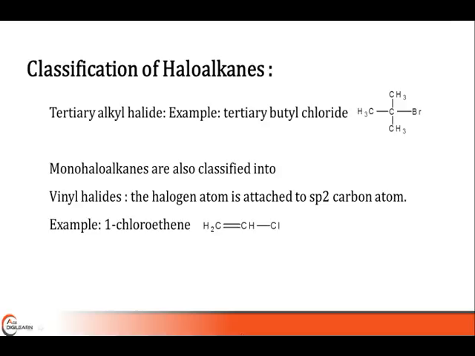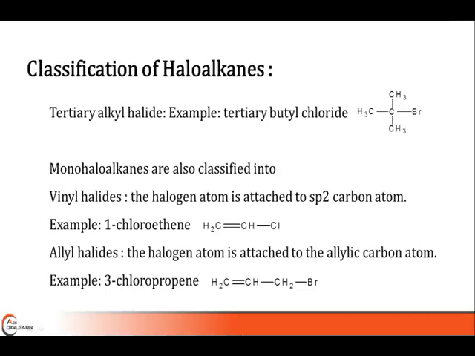Monohaloalkanes are also classified into vinyl halides, where the halogen atom is attached to an sp2 carbon atom. Example: 1-chloroethene. So in ethene the halogen atom is attached to a double bonded carbon atom. Allyl halides are those where the halogen atom is attached to an allylic carbon atom. Example: 3-chloropropene. So the halogen is over here and this carbon is an allylic carbon because it is attached to a double bonded carbon atom.